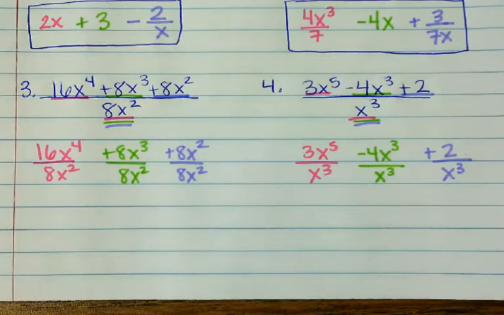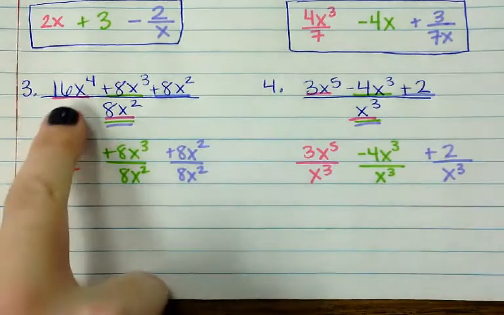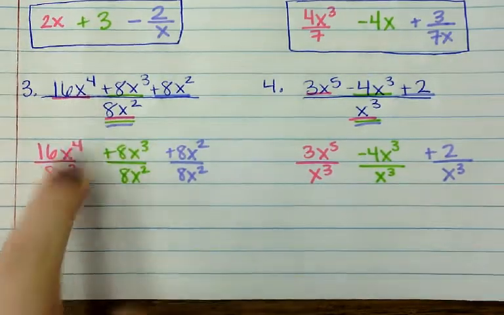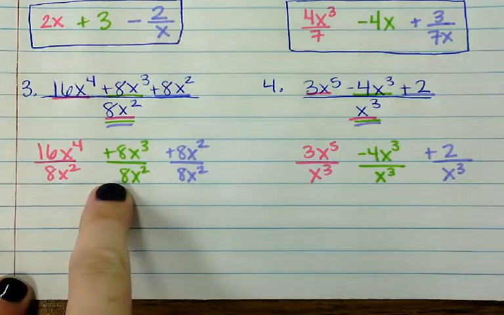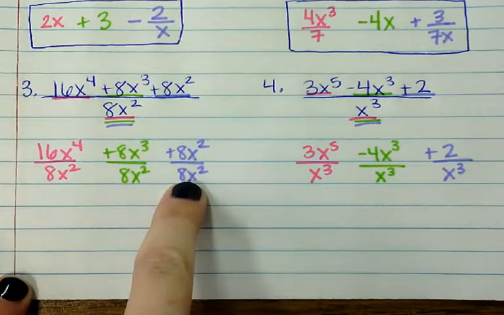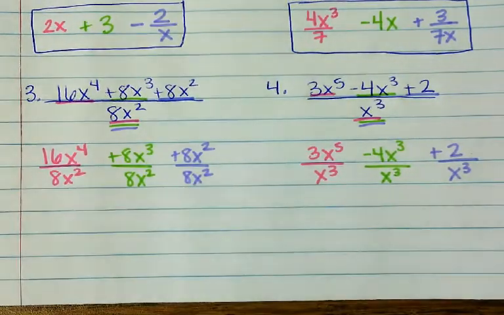So guys, I rewrote this guy as 16x to the 4th over 8x squared plus 8x cubed over 8x squared plus 8x squared over 8x squared. So how are we going to reduce this guy here? What is my first, Will, what's going to be my first term here?